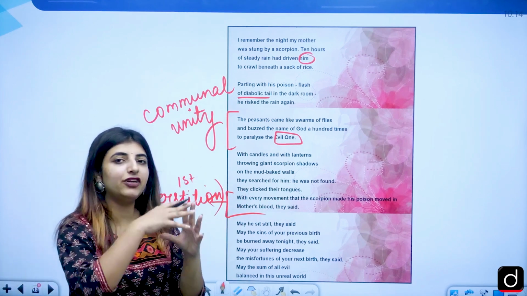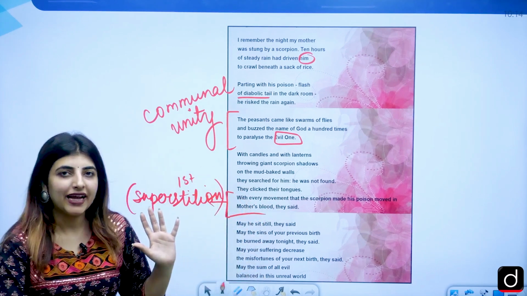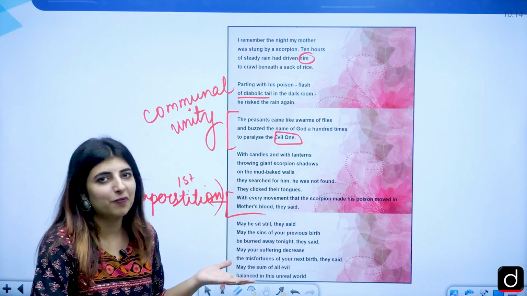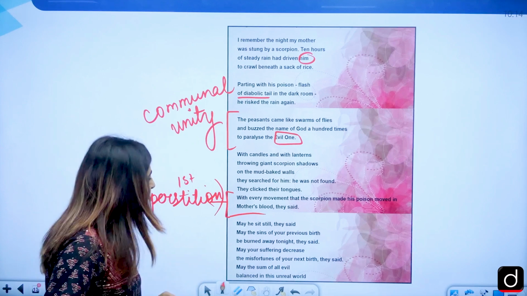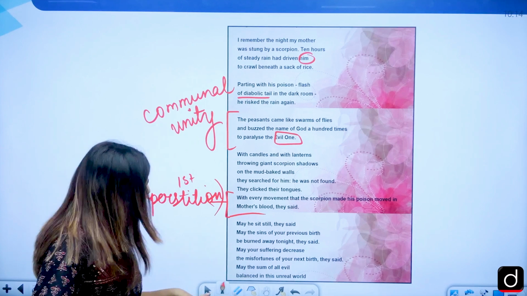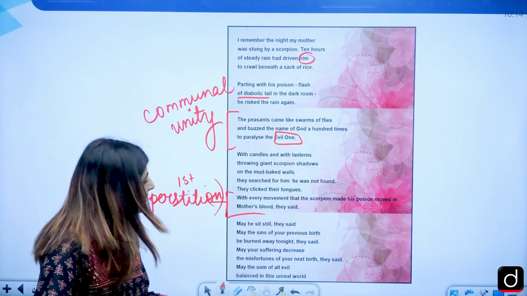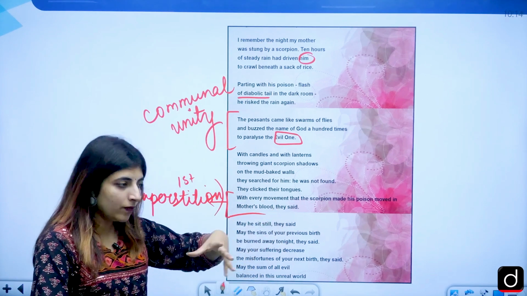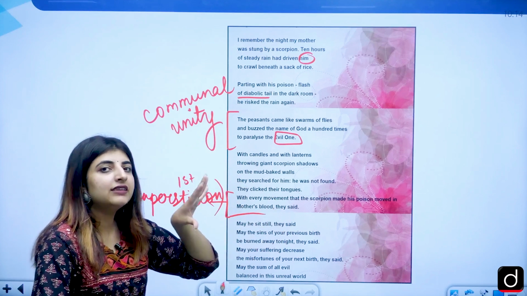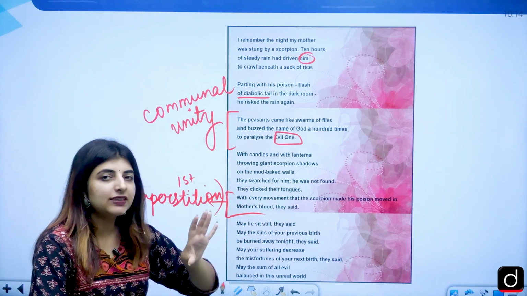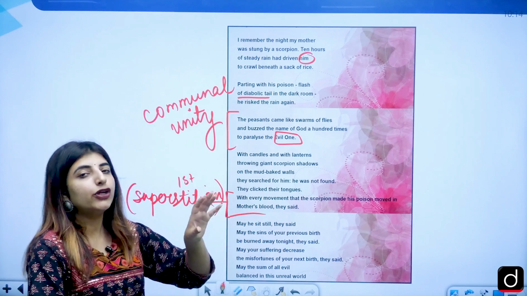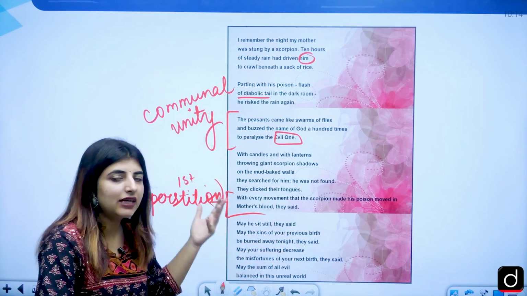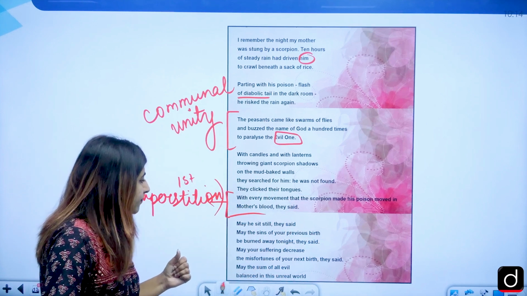The sins that you have committed in your past life, they are coming onto the surface, and that is why you have been bitten by a scorpion. Such a silly thing to say, though. May your suffering decrease, the misfortunes of your next birth, they said. That the next birth that you're going to have, may your sufferings decrease because you are getting what you have already done in your past, the sins. You are getting the consequences of your sins.